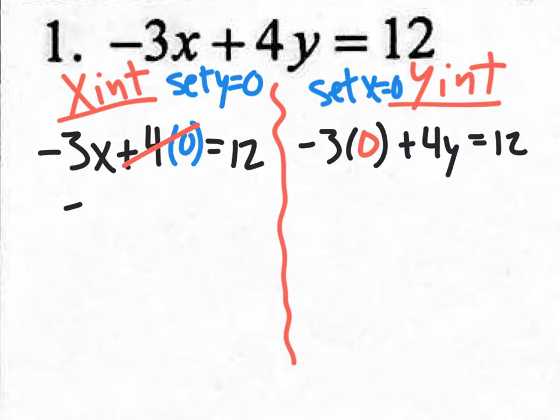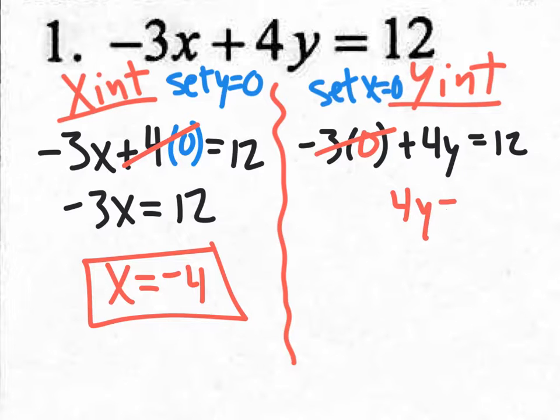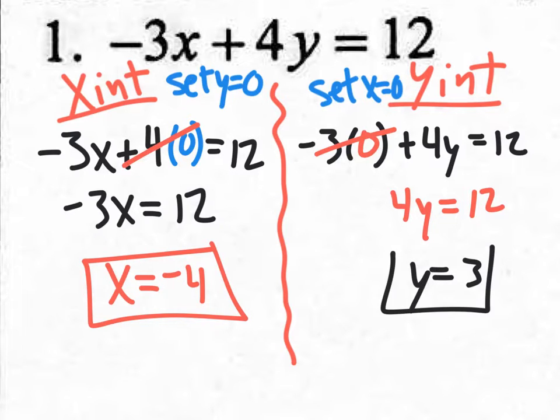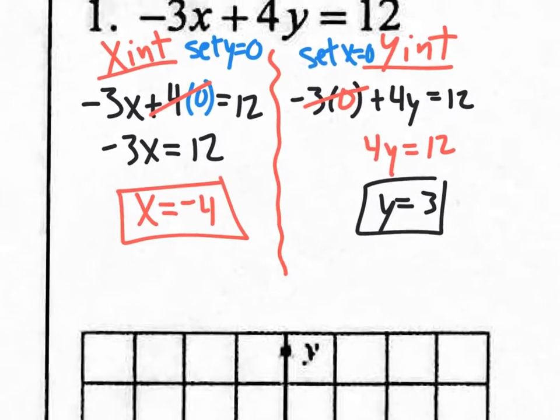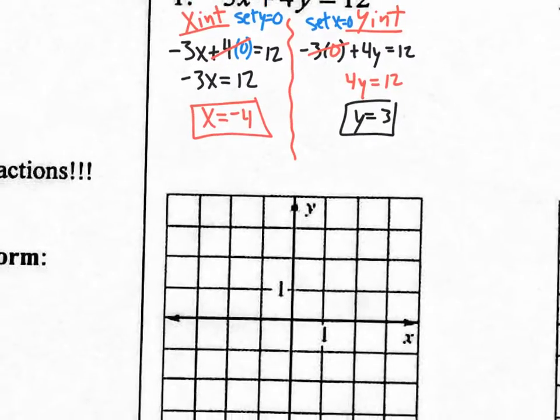You have a new equation that says negative 3x equals 12, which means that x equals negative 4, and that's your x-intercept. Now over here, 3 times 0 is 0, and you have 4y equals 12, which means that when you divide by 4 on both sides, you get y equals 3, and that's another answer right there. Now both of those are more than answers. They're the location of where it crosses the x and the y axis.